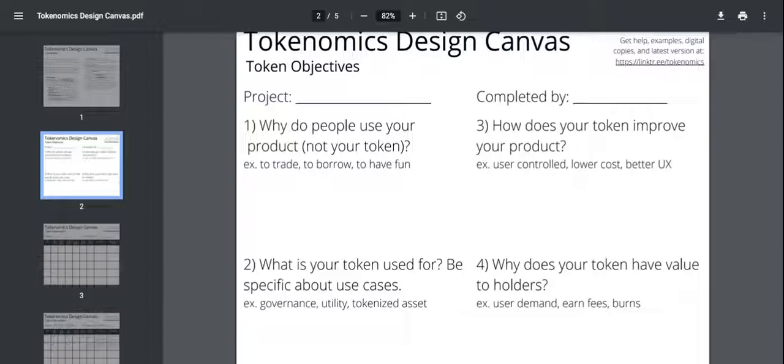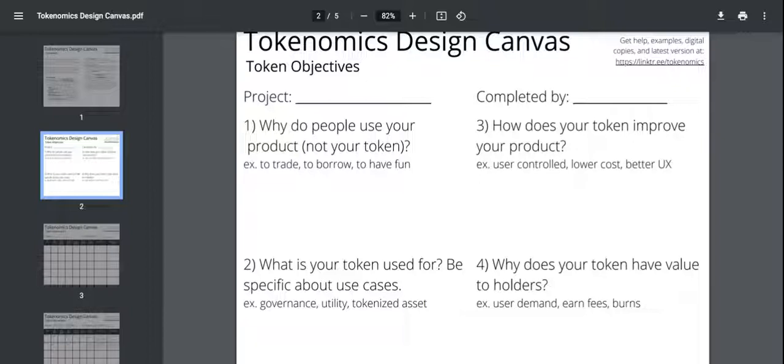2, what is your token used for? You want to be specific about what it is used for and what it is not used for. Is it both governance and utility? Is it only utility? What utility? What utility is it not for? Is it a tokenized asset? Is it meant to track or represent some on-chain or off-chain value?